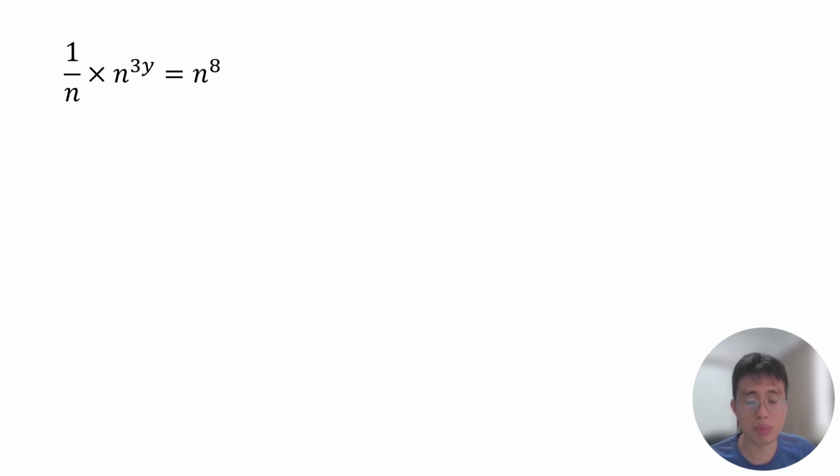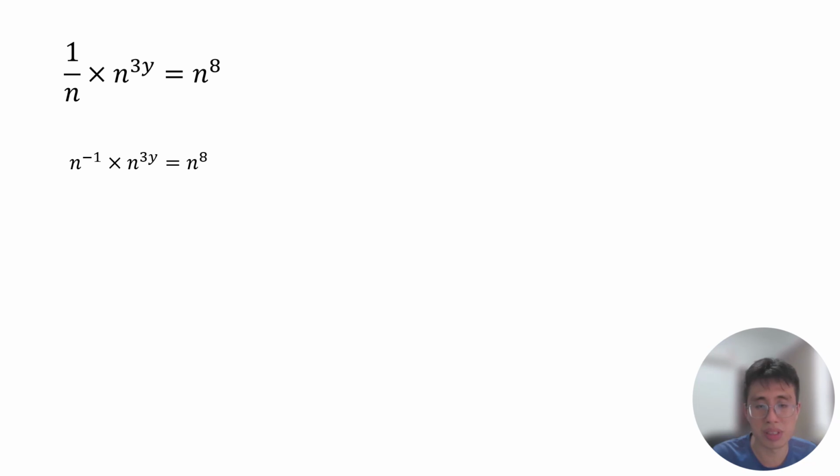Now look at this example. 1 over n times n power 3y equals n power 8. As you can see here, the left hand side and right hand side have the same base, right? So with the same base, we want to convert it into index notation form. In this case, the base is n, and 1 over n is equal to n power minus 1, right? Then times n power 3y equals n power 8.